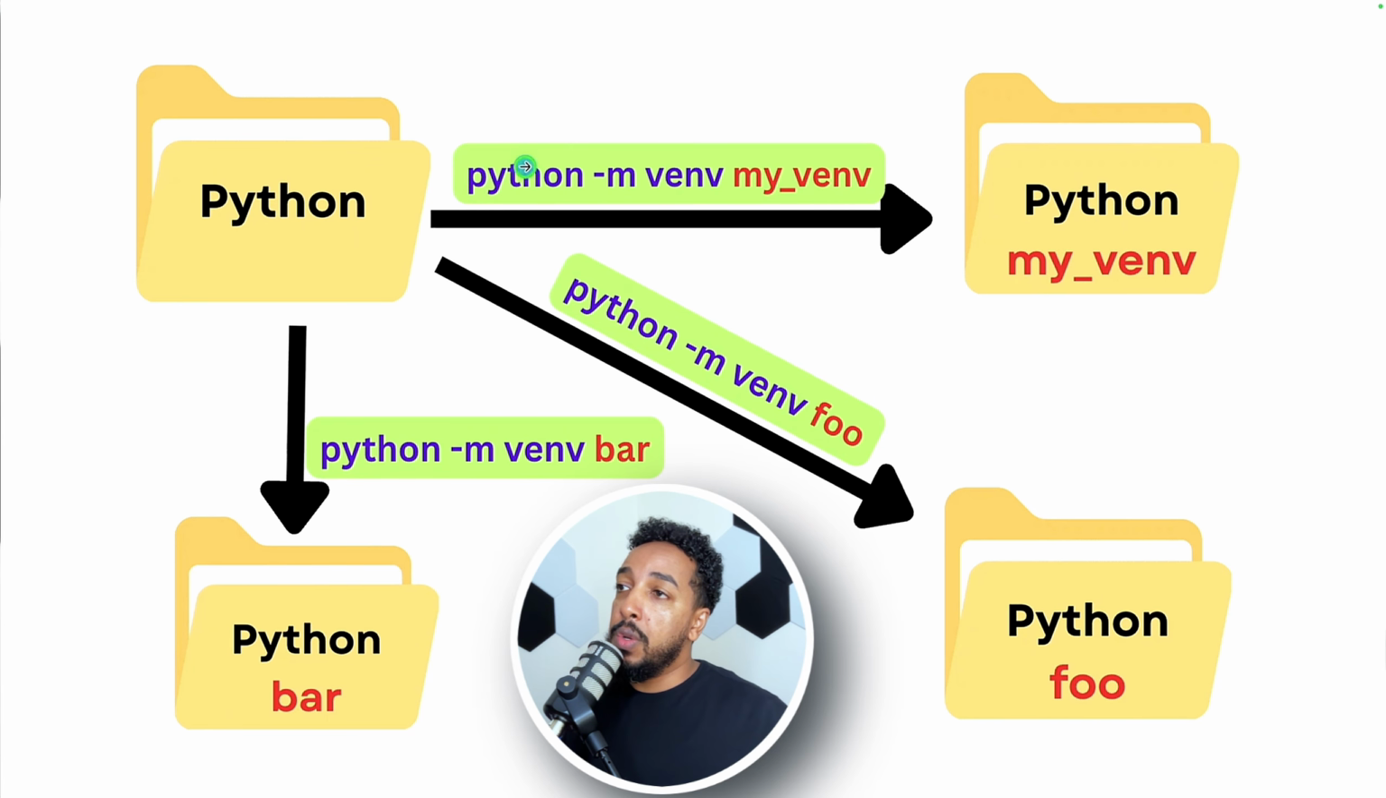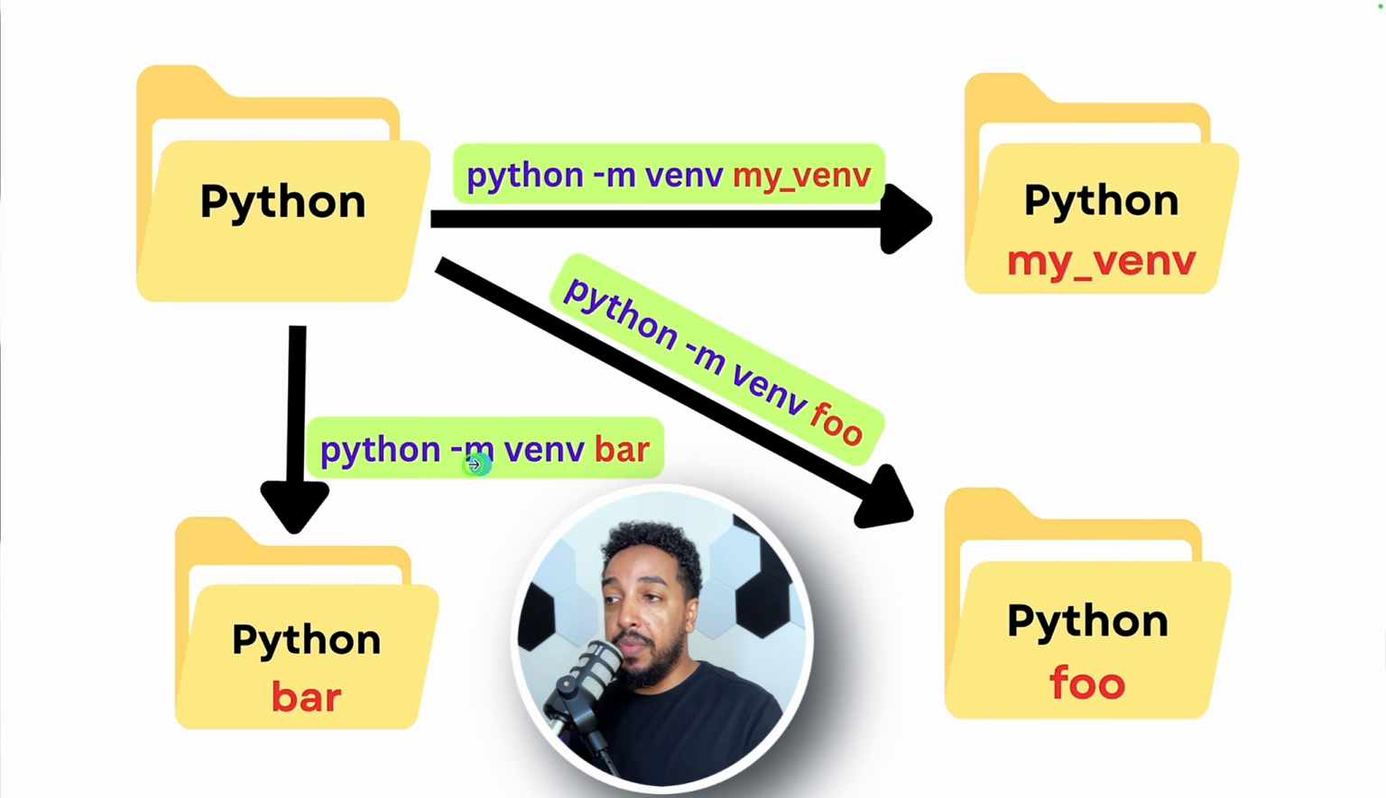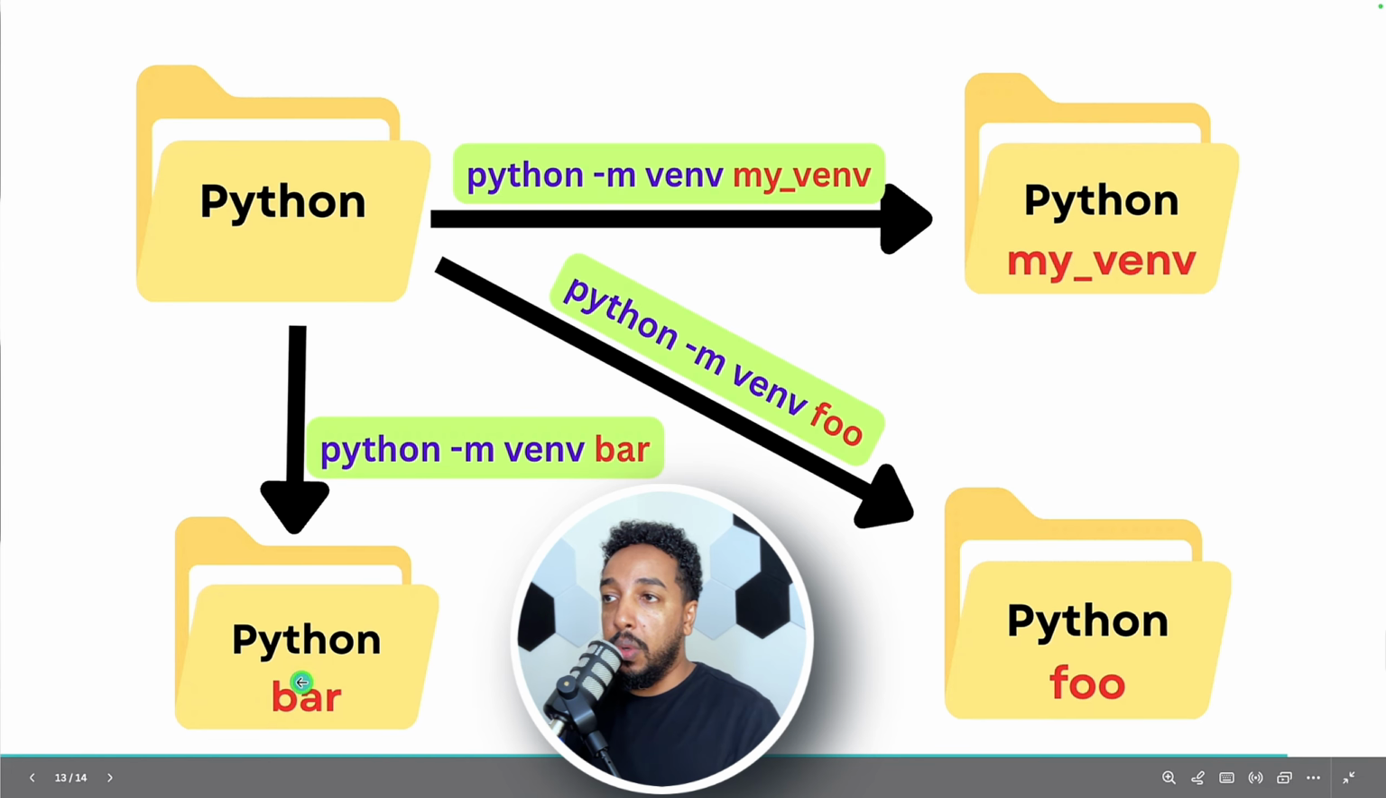So here, you're going to do python -m venv and the name of the virtual environment you want to create. So in this case, if I say python -m venv myvenv, it's going to create a folder called myvenv, which is a copy of the original Python. If I say python -m venv foo, it's going to create a folder called foo. The python -m venv is the command. The one you see in red is the name of the folder, right? If I call it bar, it's going to create a folder called bar. That's really how we create those virtual environments.